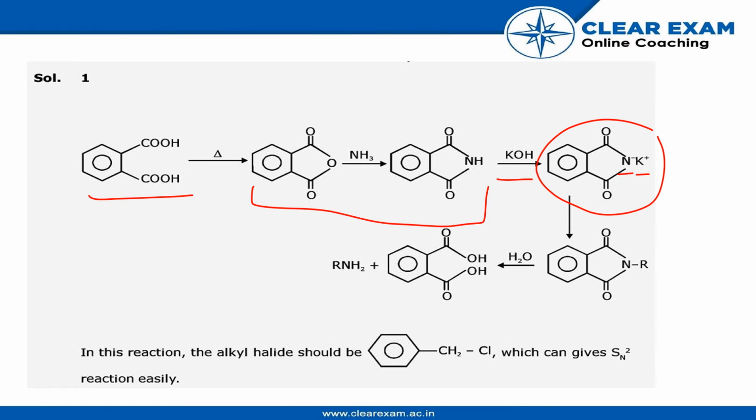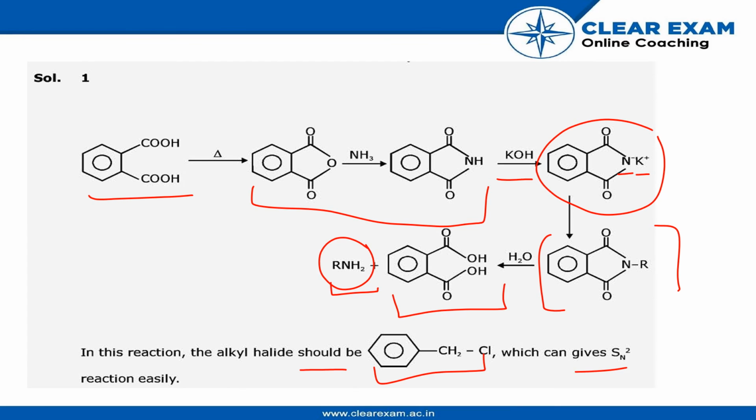Then we will get this, and adding water to it will give this RNH2 plus this compound. So here we are getting excessive RNH2. So in this reaction the alkyl halide should be this, which can give SN2 reaction easily.